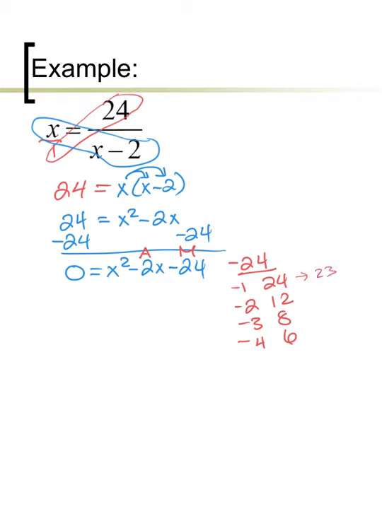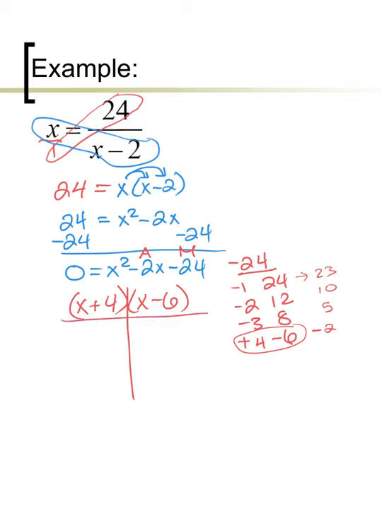That gives me 23, that gives me 10, that gives me 5, that gives me 2. I want negative 2, so I'm going to swap these last signs. These are my factors. So x plus 4, x minus 6. I'm going to solve each of my factors. I get negative 4 here.